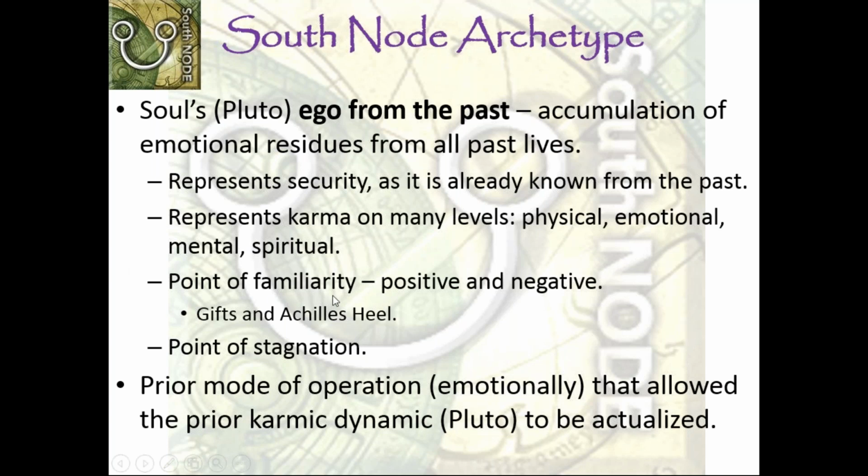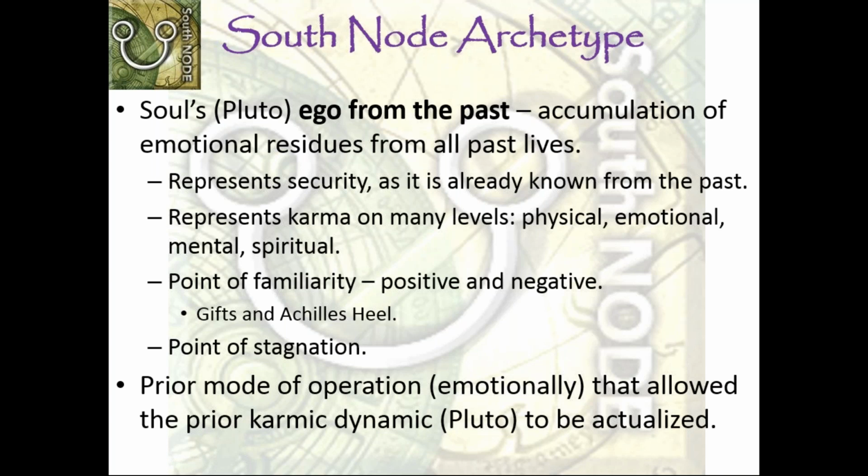It is a point of familiarity, both on a positive and a negative level. In other words, there are gifts with the South Node because we've built up talents. We've built up this knowingness. And it can also be our Achilles heel, so to speak, because it's where we can get stuck. It is so comfortable and so secure. We want to remain in it. It's the fuzzy blanket. Linus, wasn't he the Peanuts character that always was carrying around the little blanket and the thumb in his mouth?